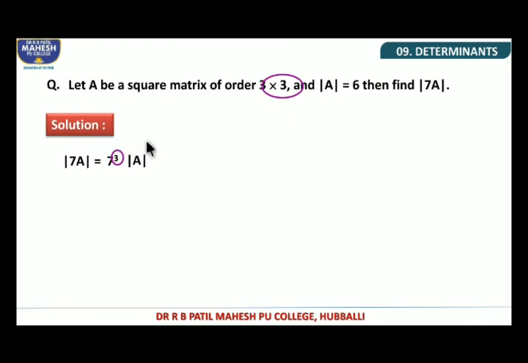Here I have already given the property, that is determinant of KA is equal to K to the power n into determinant of A, where n is the order of the given matrix. Therefore 7 to the power 3 into determinant of A, which is replaced by 6. So 7 cube is equal to 343 into 6. So the final answer will be 2058. So it is the value of determinant of 7A.